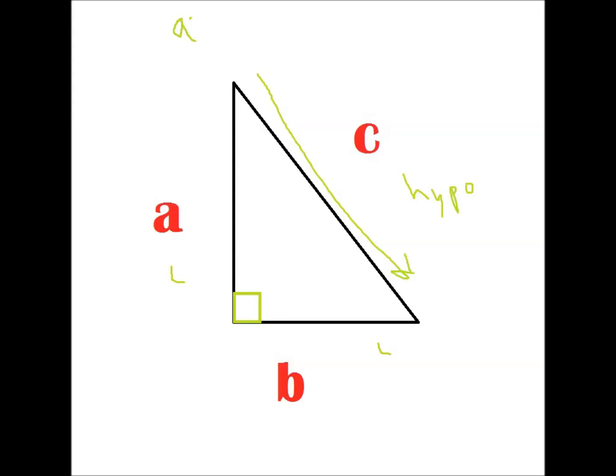Finally, a squared plus b squared equals c squared. This is the formula that you can use to find the hypotenuse of any right triangle. To find the legs, you want to simply rearrange the variables to your needs. Here are some examples.